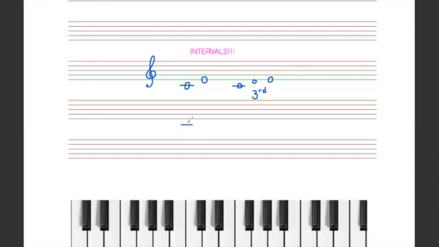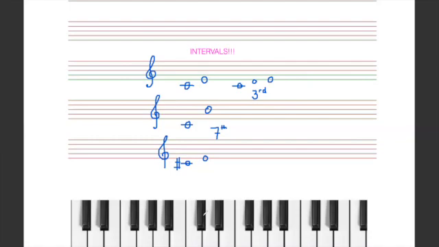Let's take a look at another interval, C to B, and if we count all the notes in between, we have C, D, E, F, G, A, and B. So that's 7 notes altogether. So that there would be called a seventh.